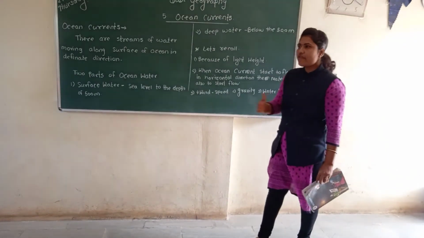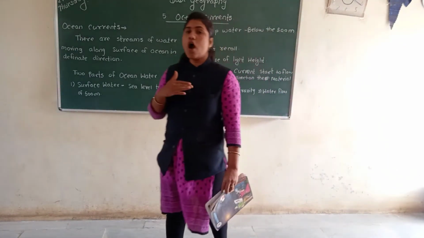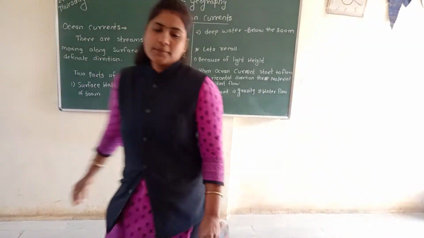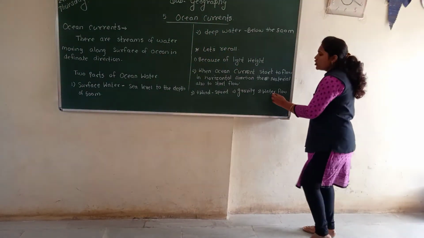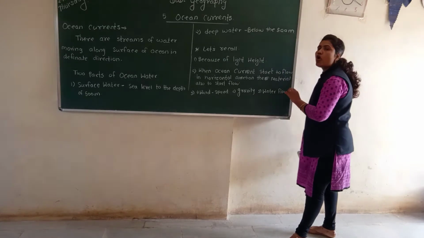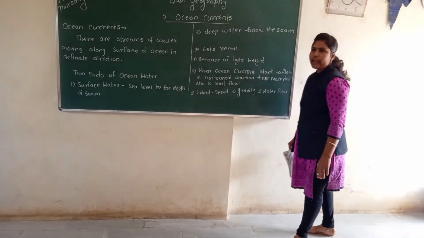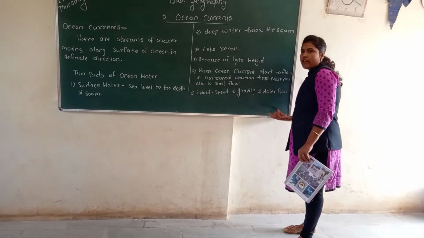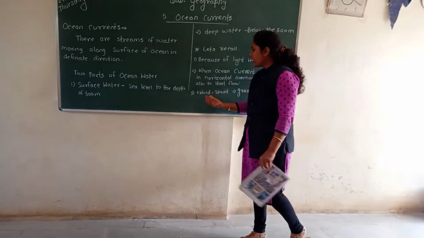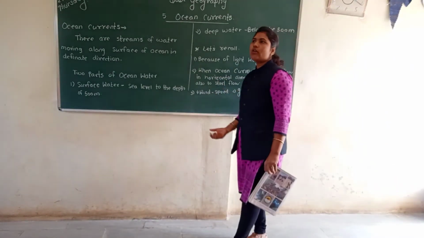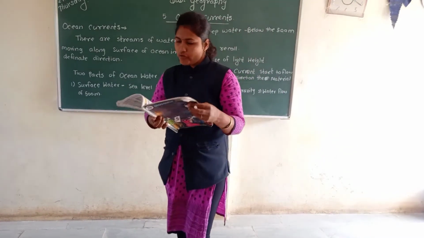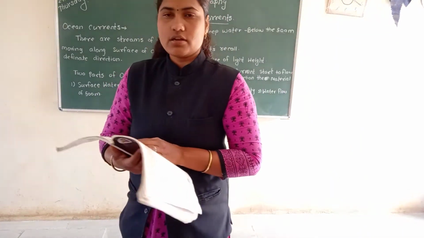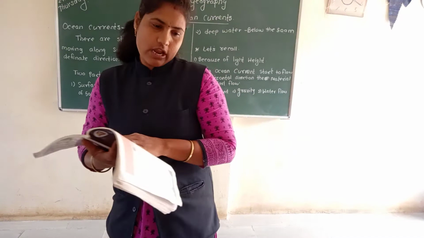Now see students, do you know how water flows in any ocean or sea? Water always flows from a higher level to a lower level. Understood students? These three factors are responsible for the flow of ocean currents, and all these factors are responsible for any material to flow.